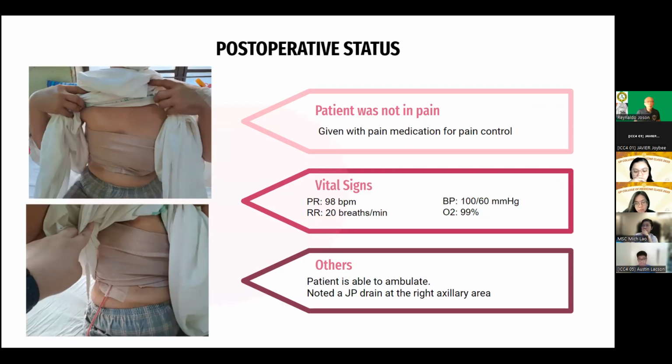So the patient first was not in pain. May pain medication po siya for pain control. The vital signs po were stable, pulse rate of 98, respiratory rate of 20, blood pressure of 100 over 60, O2 saturation of 99%. Tapos immediately po, patient was already ambulatory, though there's noted a JP drain po of the right axillary area post-op. So in terms naman po of the pain medications she is given, post-surgery she's only given paracetamol and tramadol for pain relief. But otherwise, no complications po were noted with this patient.